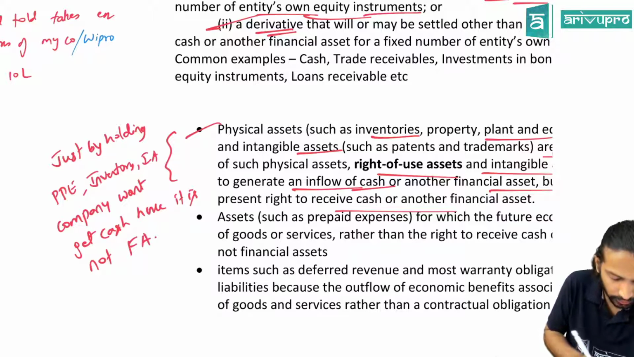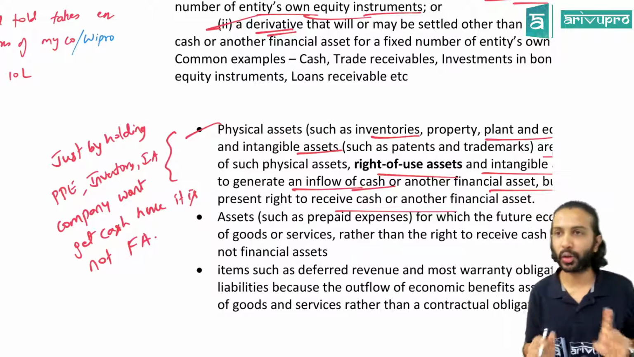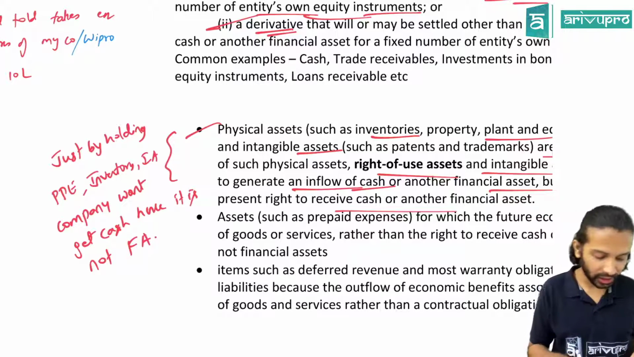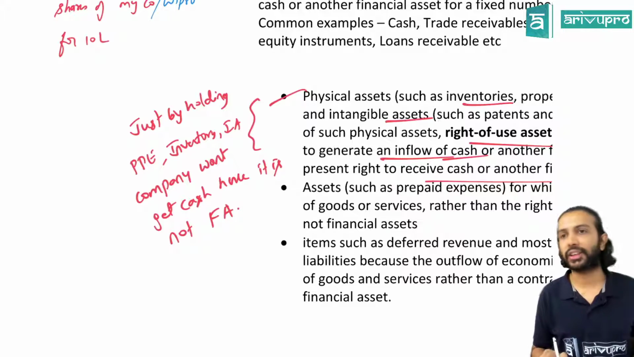Financial asset, can I call it FA going forward? FA is not fixed asset, sir. We don't call it fixed asset anymore. We call it PPE. Anywhere in your books, if you see FA, it is financial asset.